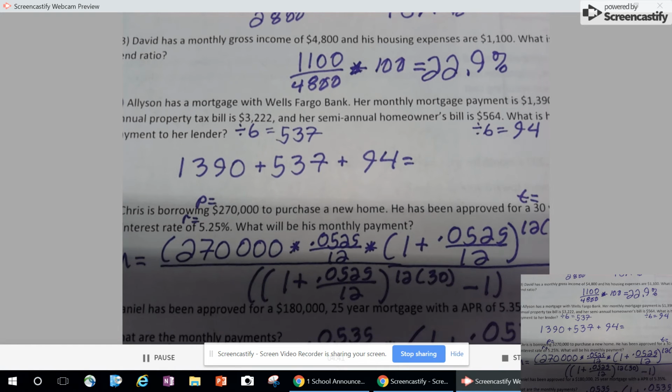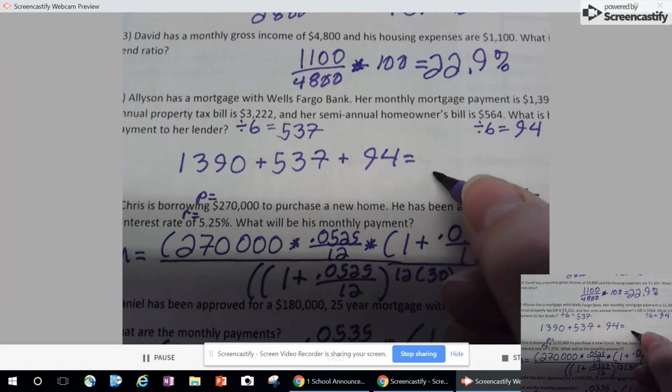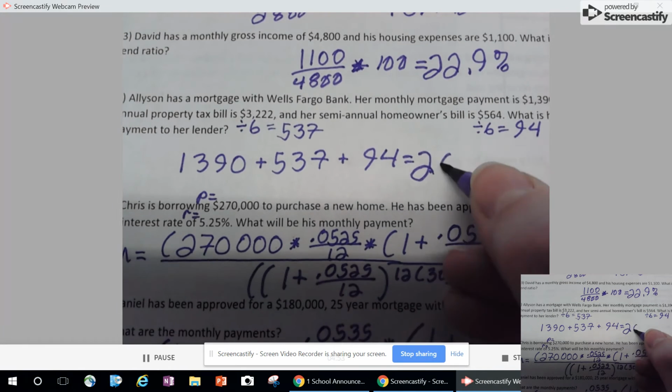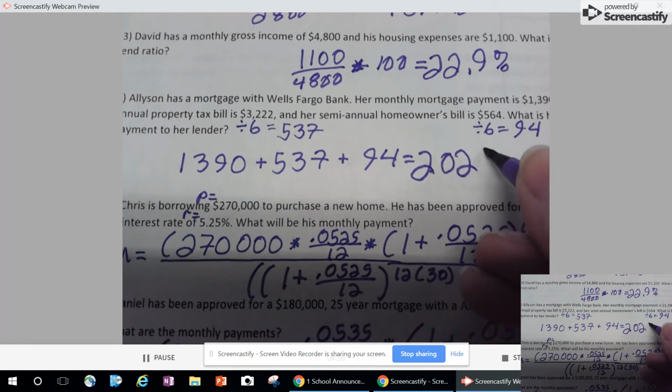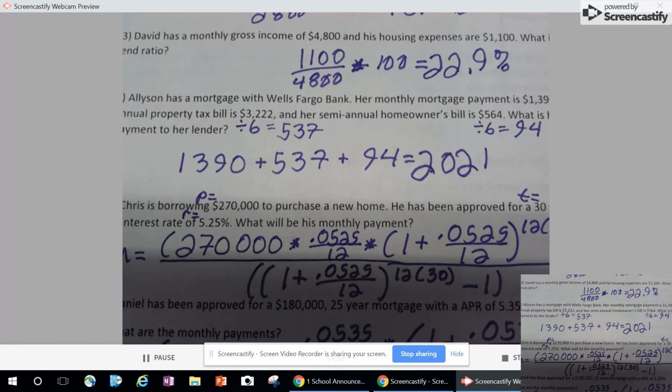So the 1,390 plus 537 plus 94. Okay, and then we get 2,021. Okay, and that's how much her payment is going to be.